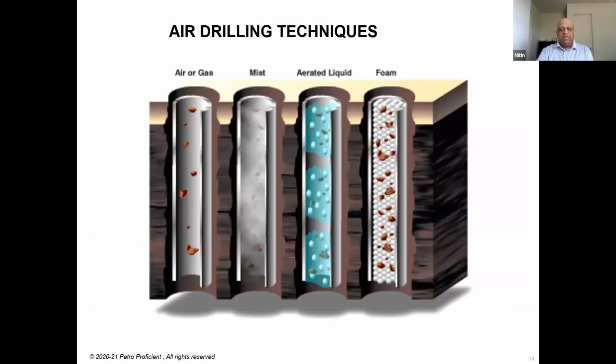So essentially, these are the four techniques that we just discussed: air, mist, aerated liquid, and foam. Depending on your situation and conditions, one technique or a combination of these will be used for your well. For example, air drilling may be used in a very shallow surface section, and aerated mud will be used in the intermediate section. But the overall goal is to achieve higher ROP and minimize lost circulation.